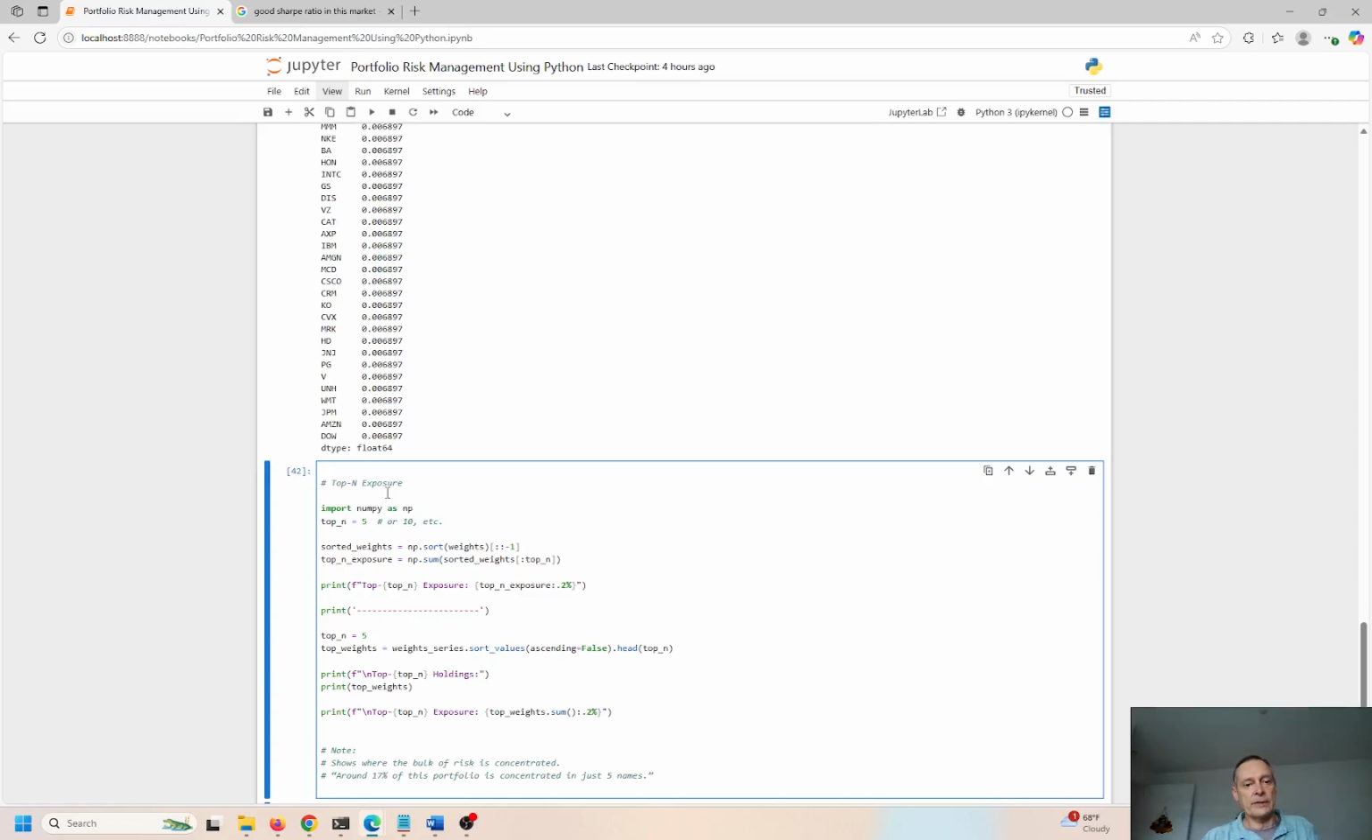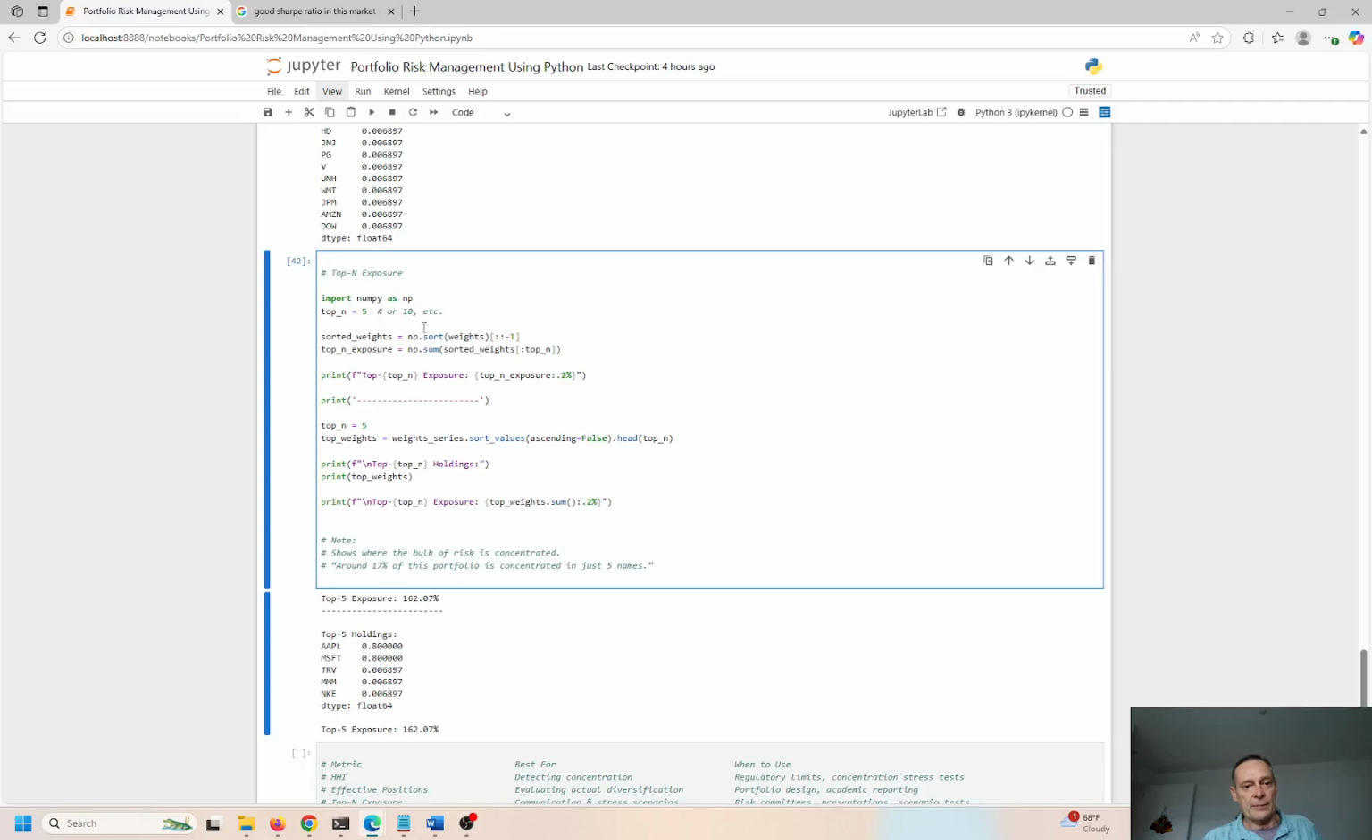Okay, so we can look at the top N exposures. We're importing NumPy. Okay, we do this a lot, looking at the top 5 or the top 10 or whatever you choose over here. This is a comment, right? So we're not actually doing this. We're only getting to the top 5. And we look at the sorted weights and the top N exposure. So the top 5 exposures, okay? So we're looking for the weighted series, sorting in descending order. So ascending equals false is the same as descending. I don't even think we have descending per se. I think it's only ascending equals true or ascending equals false.